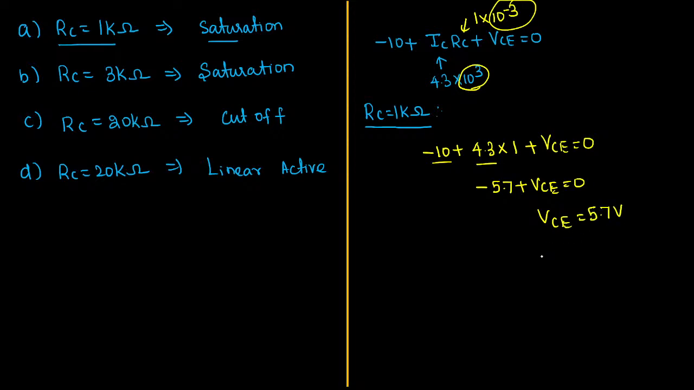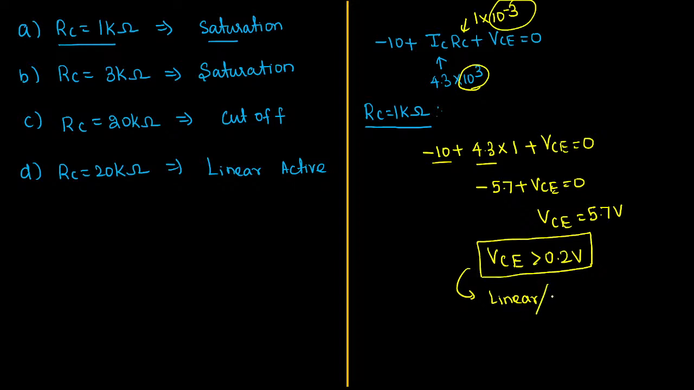If you observe this resultant value carefully, collector to emitter voltage is greater than 0.2 volt. Whenever the value of collector to emitter voltage is greater than 0.2 volt, then what can be the expected answer? The region of operation is linear, or we can call it the active region. Region of operation is active, sir. But what have they said? If the value of RC is 1 kilo ohm, the region of operation is saturation. So option A is wrong, undoubtedly. Because if I assume the RC value as 1 kilo ohm, the transistor operates in the active region.